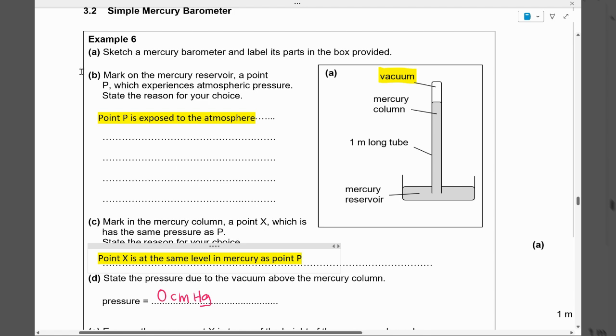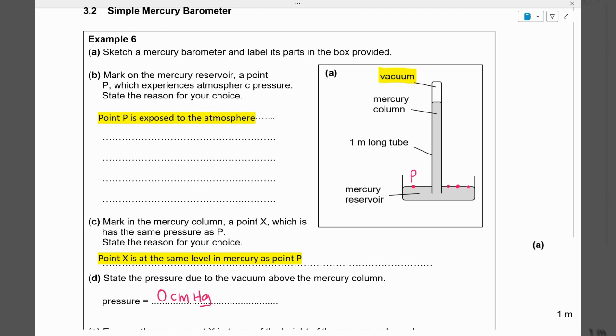Now part B, mark on the mercury reservoir a point P which experiences atmospheric pressure. Any point that is exposed to the atmosphere will experience atmospheric pressure. So it is up to you to choose any point along the surface. I will choose, for example, this point over here, and I'll label it P. Feel free to choose this point, and this point.